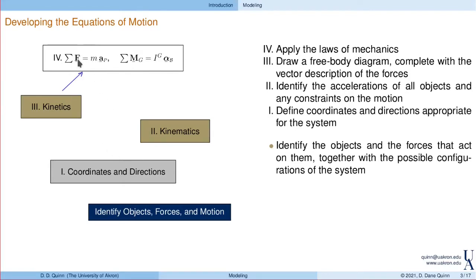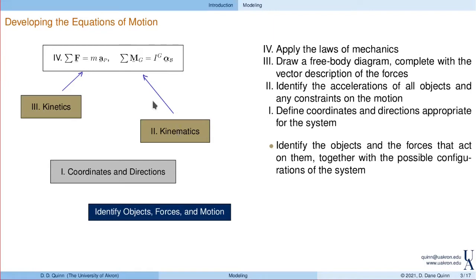So the second to the last thing I'm going to do is describe the kinetics. Now, what am I going to do before that? Well, I'm going to describe the allowable motion. I need a description of what could possibly happen. And so I'll identify the accelerations of all the objects, including rotational acceleration, as well as any constraints in the motion that's provided by the structure of the system.